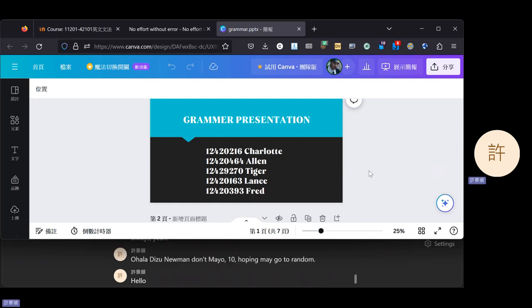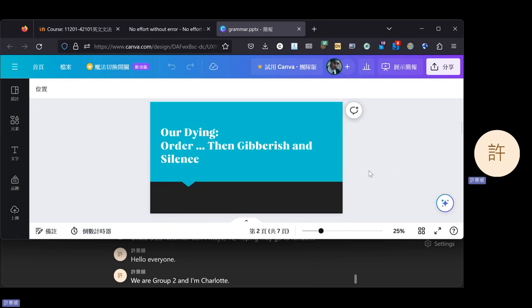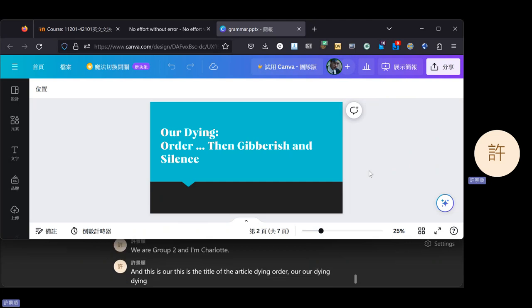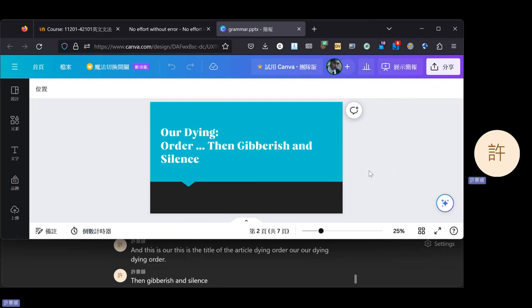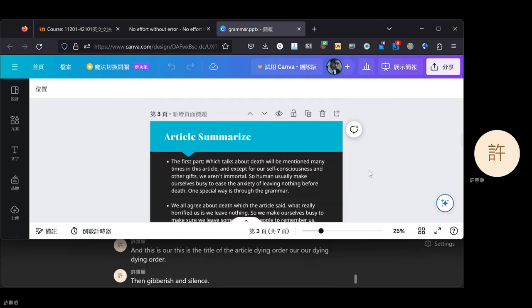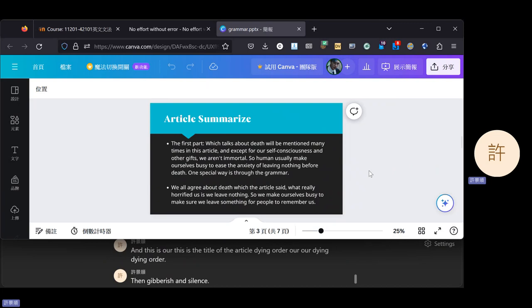Hello, everyone. We are group two, and I'm Charlotte. This is the title of the article, Dying Order, then Gibberish and Silence. And now is the first part of this article.